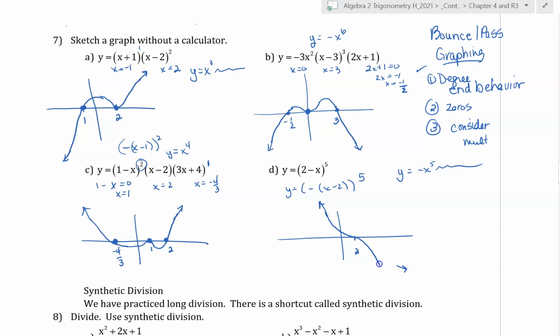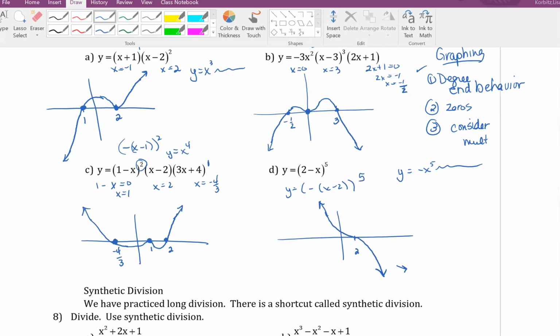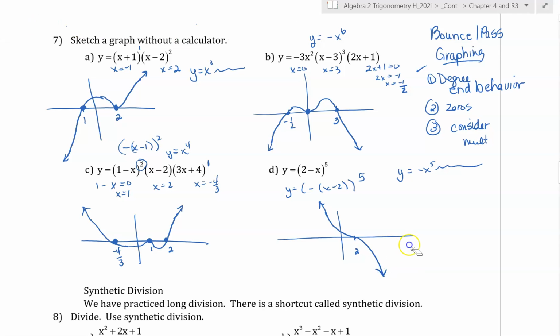Now, again, this is a sketch, so you might make yours look almost linear, but really it's going to have a little bit of curve to it. You could check it on your calculator if you want. But again, this is just a sketch, so I think that looks pretty good. Okay, so there you go.